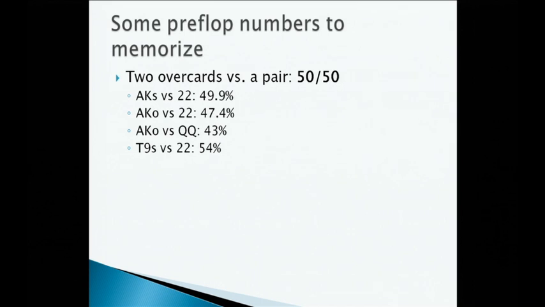Ace king off versus pocket 2s is 47.4%. Note that 10-9 suited against pocket 2s is actually a 54% favorite. It's much better than ace king against pocket 2s because 10-9 can make a lot more straights and flushes, and the fact that you're making a pair of 10s instead of a pair of aces is irrelevant when the thing you're trying to beat is a pair of deuces. Ace king off versus pocket queens is only 43%. Even though people call it a coin flip, it's actually much worse than a coin flip.